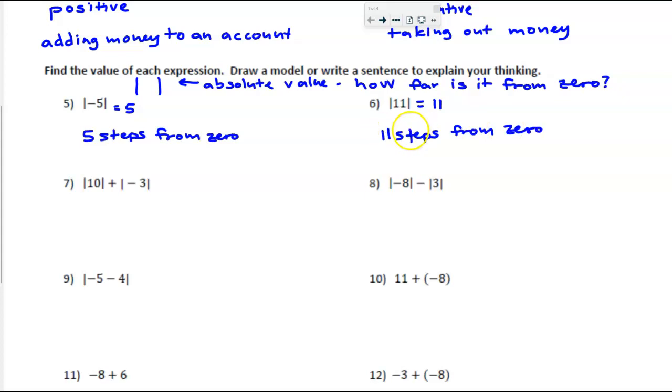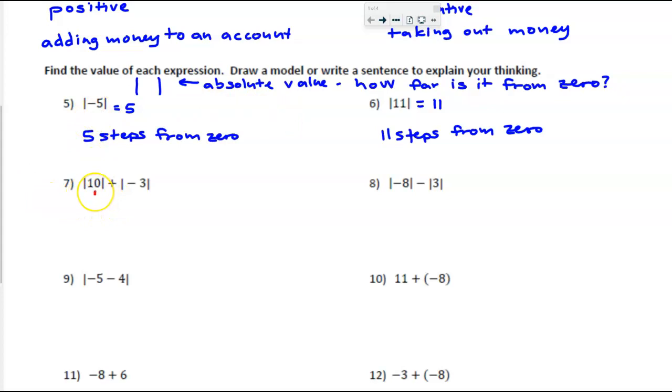Now, this is where we started to struggle on problems like 7, 8, and 9. We start to struggle because we can see that we have absolute value, but we've got more than that. But it's not supposed to be any more challenging than these other ones. I'm still asking, what is the absolute value of 10 added to the absolute value of negative 3? Well, I can't figure out what it is when I add it until I have figured out what the absolute values are. That's no different than what we just asked.